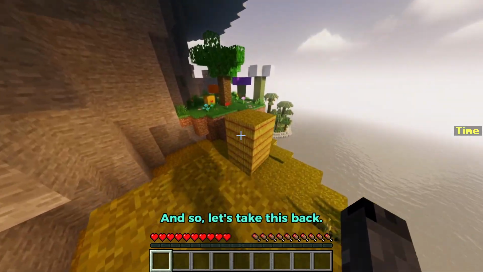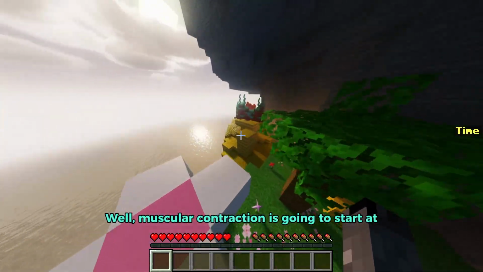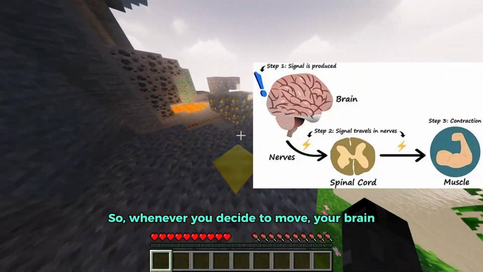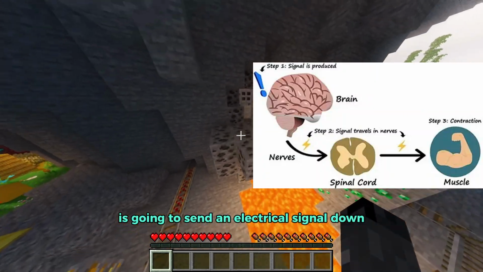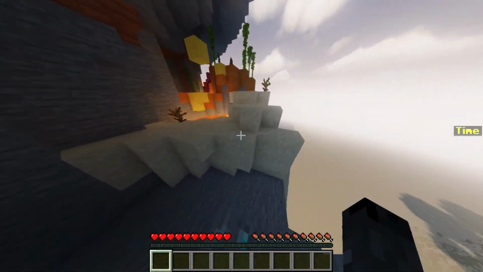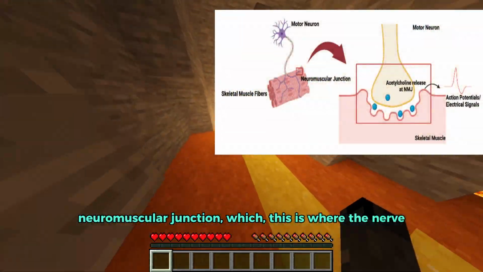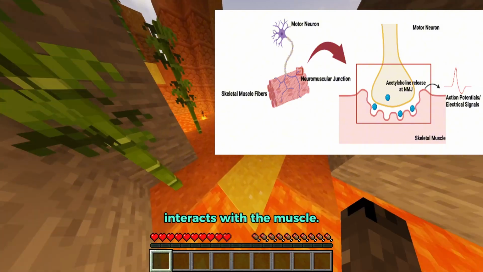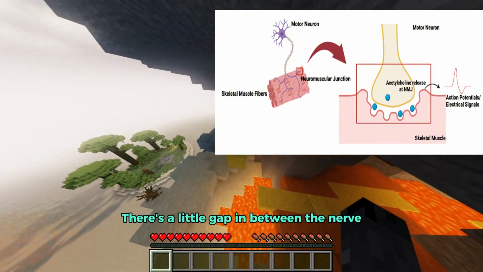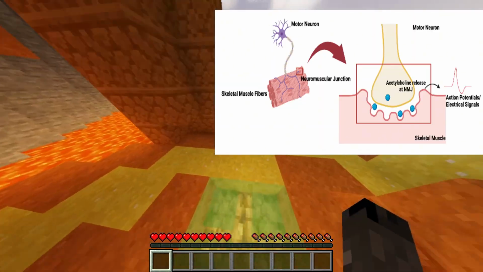And so let's take this back. Like, how does this all start? Well, muscular contraction is going to start at the brain, right? So whenever you decide to move, your brain is going to send an electrical signal down through the spinal cord and out through a motor neuron. And this signal is going to reach the neuromuscular junction, which is where the nerve interacts with the muscle. A quick little side note, the nerve does not touch the muscle. There's a little gap in between the nerve and the muscle called the synaptic cleft.